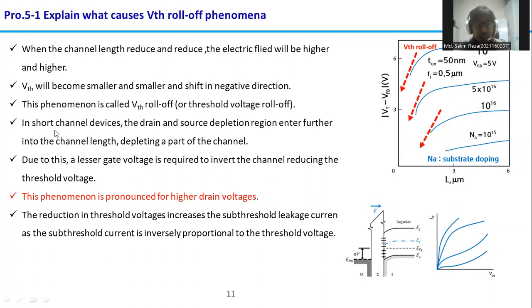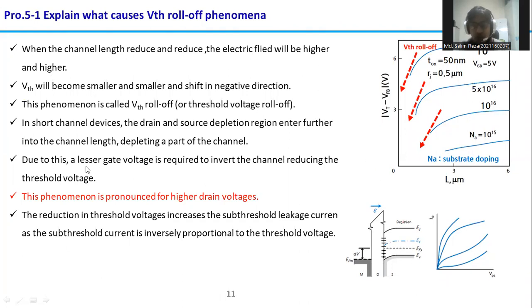In the short channel device, the drain to source depletion region enters further into the channel, depleting part of the channel. Due to this, a lower gate voltage is required. So for the short channel, if the VTS is less, that means we need less voltage to turn on the device.